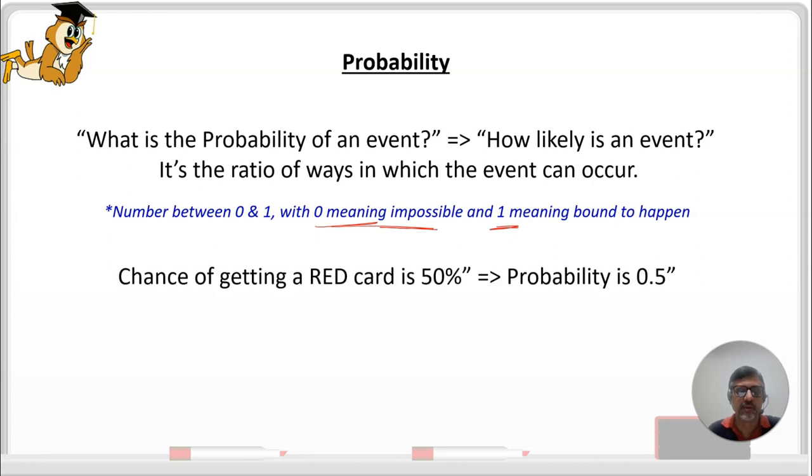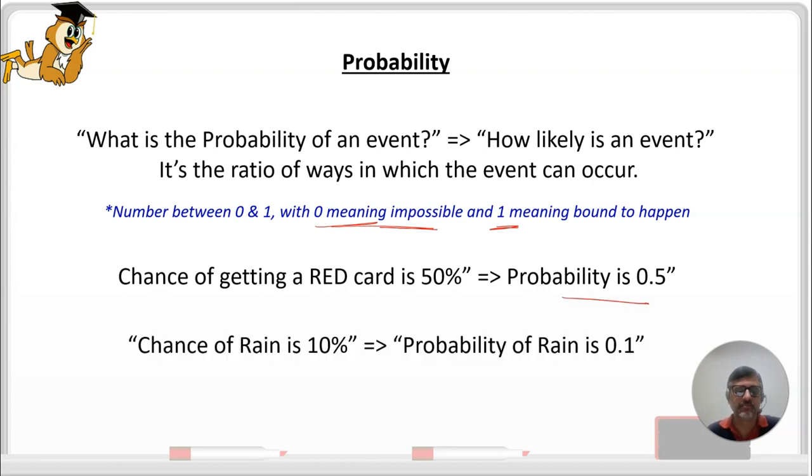So like I said, the chance of getting a red card is 50%. Same thing expressed in technical language, probability is 0.5. Chance of rain today is 10%. Another way of saying it is that probability of rain today is 0.1.